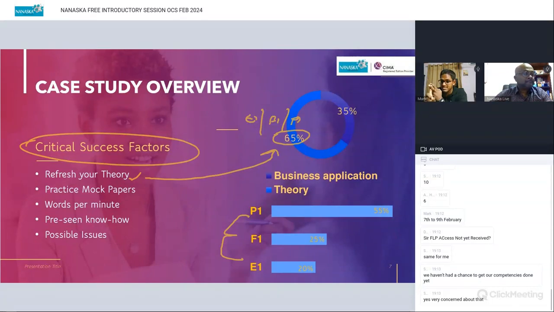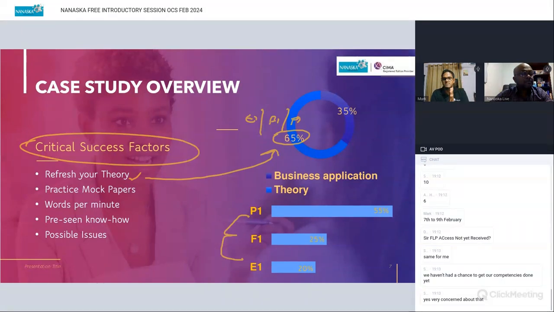Words per minute is on your typing. The pre-seen know-how is the KYP, which I've spoken about. And finally, the possible issues. So these are the critical success factors for you to pass your exam, and I've given you an insight into what the composition of the exam is going to be like. So now it's up to you to prepare yourself for that challenge, right?